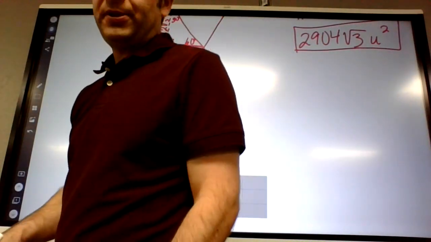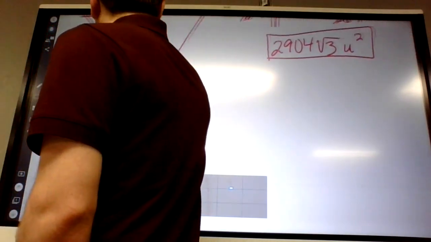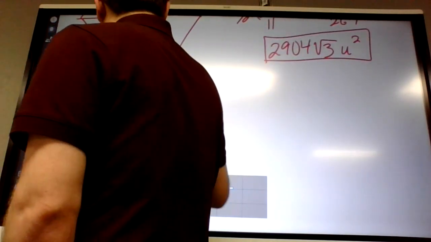Okay. 43. We're almost there. We're supposed to find the area of the shaded region.